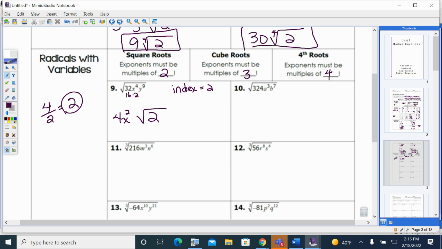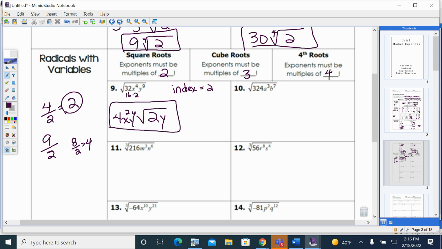But y to the 9th power is a little different. If I take 9 and I try to divide by 2, that does not go evenly. Well, how many of those y's would divide evenly? Well, that would be 8 of them, right? If I take 8 of the 9 and I divide by 2, I get 4. So y to the 4th power is going to be outside. And how many did we have left over? There was just 1 left over. So the answer on number 9 is 4x squared y to the 4th times the square root of 2y.